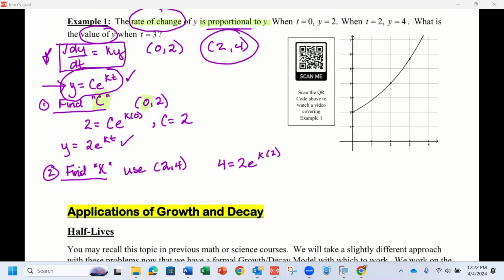So remember, before you take the log of both sides of the equation, you want to get that E by itself. So what's going to be the first step? I'm going to divide both sides by 2. So I end up with 2 is equal to E to the 2K. You've got to make sure before you do the log of both sides that the coefficient of E is 1. You've got to get that E by itself. Now you're ready to go ahead and take the natural log of both sides. So I'll have the natural log of 2 is equal to the natural log of E to the 2K.